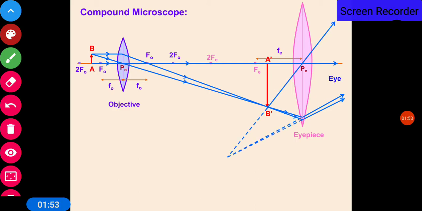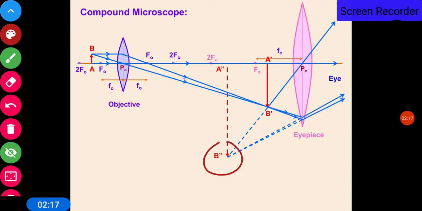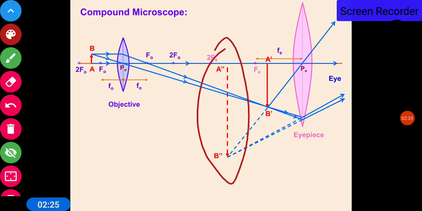Now the ray from B dash falling on the eyepiece refracts into the other medium on the other side, and the ray which passes through the optical center of the eyepiece goes straight without refracting. When both the rays are extended, they meet at the point B double dash. So B double dash is the image formed by the eyepiece, and A double dash B double dash is the final image formed by the combination of the two lenses, objective and eyepiece.